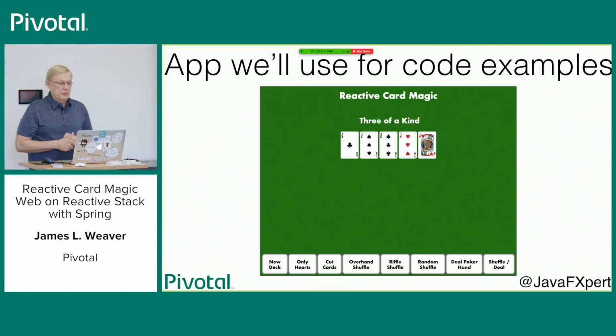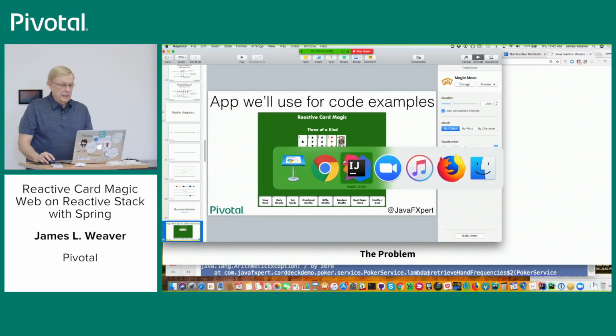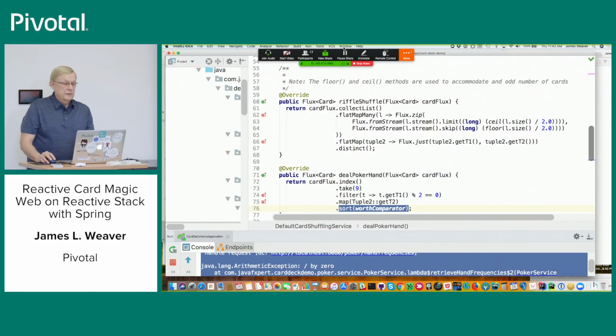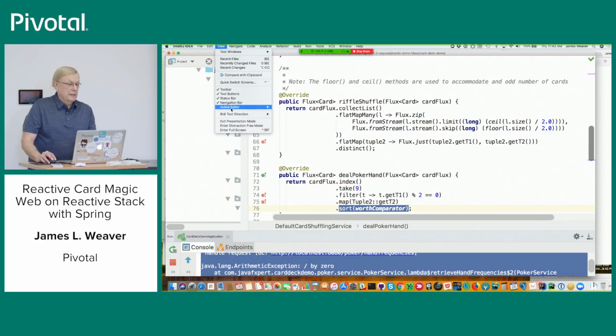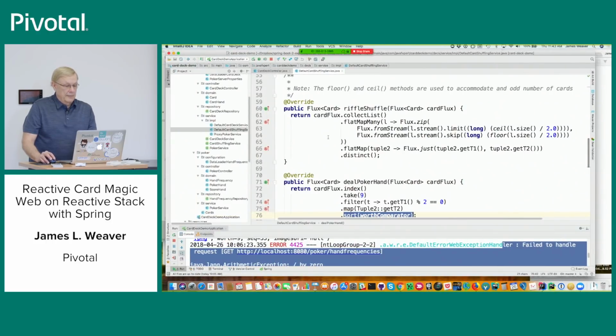So there's this application called Reactive Card Magic. It's open source. Right now I'm putting the Apache 2 licensing on it, and it's in GitHub right now. If you reach out to me, I'll send you a link. I'll just go ahead and show you a quick demonstration of the application. Let me make sure that the server has, let's see, there's the card deck demo. I need to get it out of presentation mode, view, exit presentation mode. Okay. And I guess it's running.